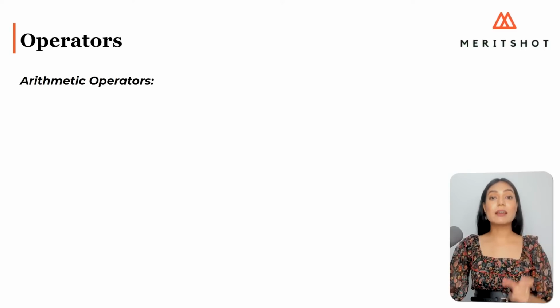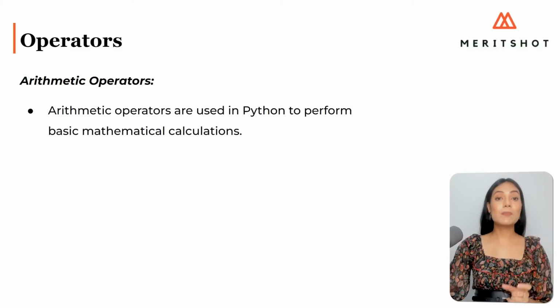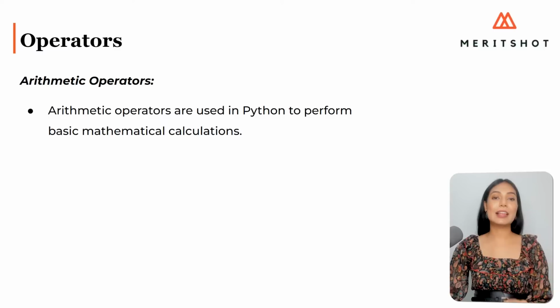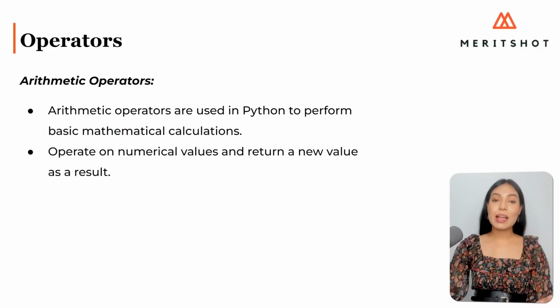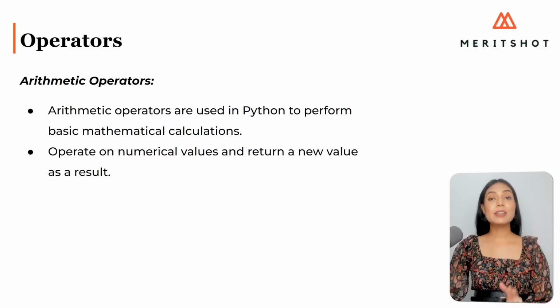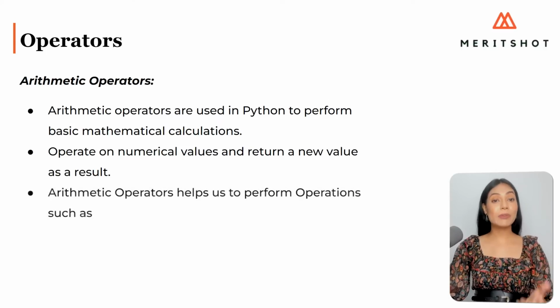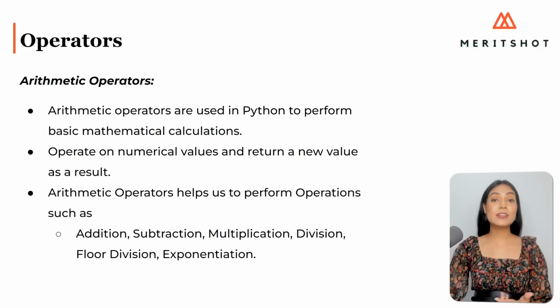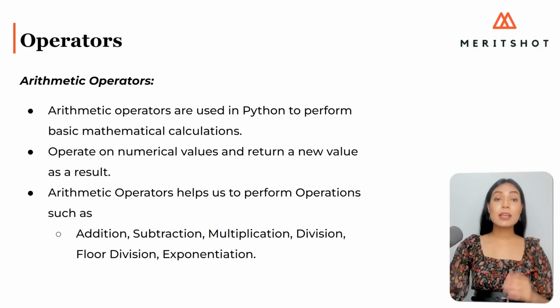Arithmetic operators are used in Python to perform basic mathematical calculations. They operate on numerical values and return a new value as the result. Arithmetic operators help us to perform operations like addition, subtraction, multiplication, division, floor division, and exponentiation. Now let us start with examples of the addition operator.